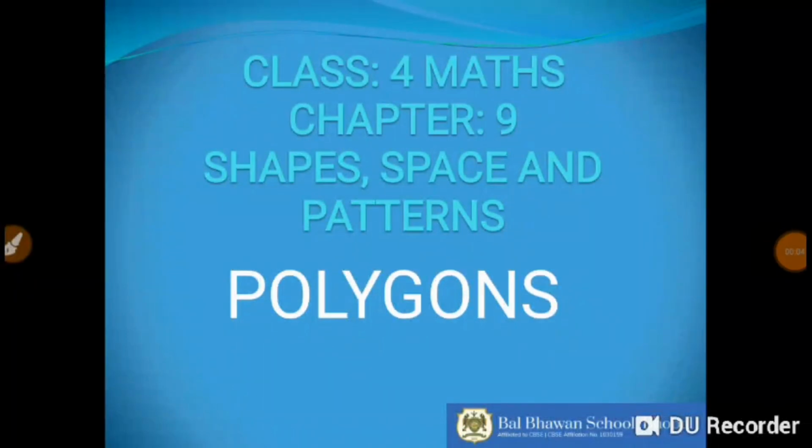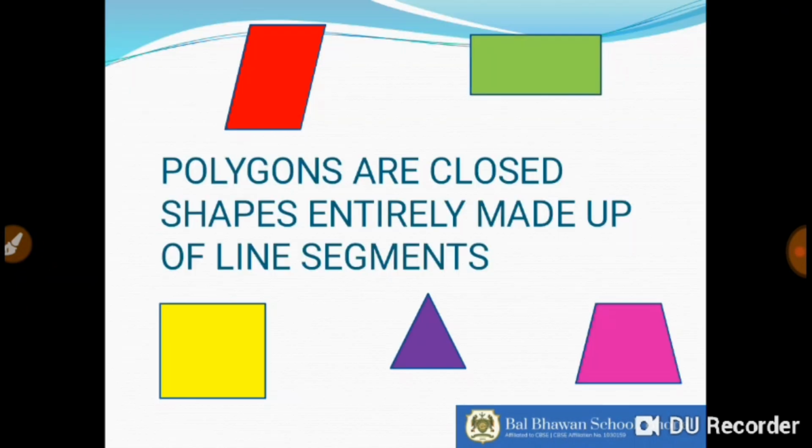Must be fine. Children, today we will start our next topic, that is polygons. Polygons are any closed shape which is entirely made up of line segments. So children, here in these figures you can see that there are many closed shapes and they are made up of line segments only. So, we have to make closed shapes with the help of line segments to form a polygon.